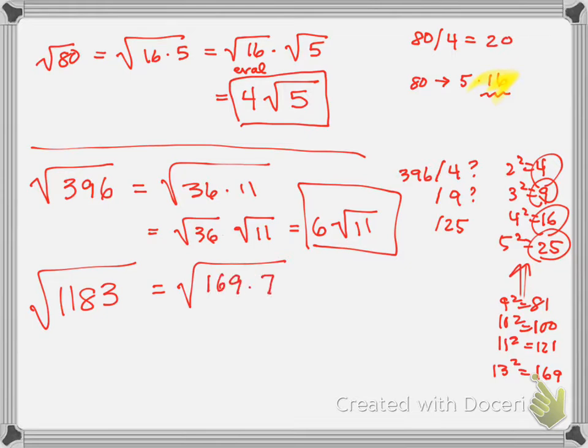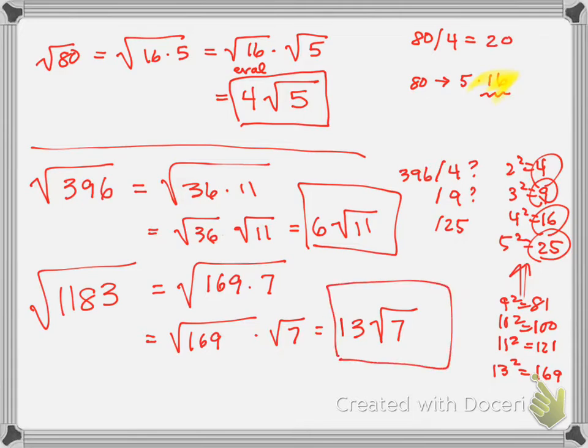Get your calculator out, start dividing by perfectly squared numbers, and you'll find that 1183 divides by 169 to get 7. If you break those apart, you get square root of 169 times the square root of 7. Square root of 169 is exactly 13, and so you get 13 times the square root of 7. 7 is a prime number. You can't factor that any farther into a product of something with a perfect square. So you get that square root of 1,183 simplifies to 13 times the square root of 7.